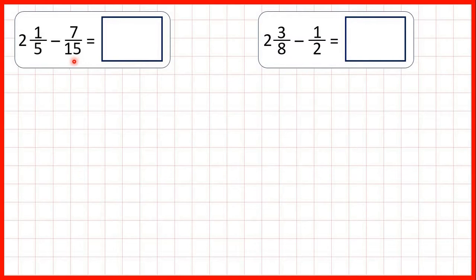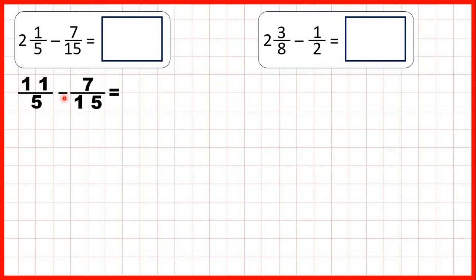So here we're subtracting a fraction from a mixed number, and this time we're going to subtract by first turning our mixed number into an improper fraction. So to turn a mixed number to an improper fraction, we multiply the whole number by the denominator and then add the numerator. So 2 times 5 is 10, plus 1 is 11, so that's 11/5.